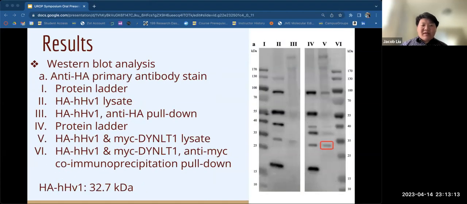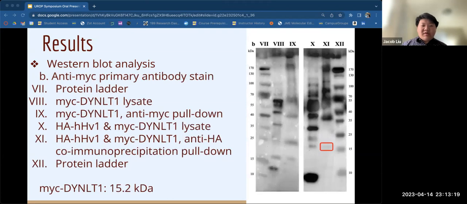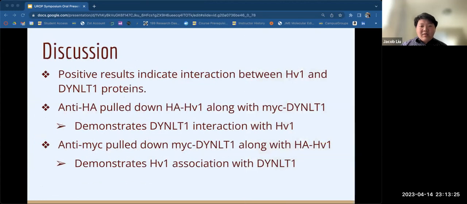Western blot analysis indicated that anti-MYC pull-down brought along HA-HV1, visualized with anti-HA stain. Western blot analyses also indicated that anti-HA pull-down brought along MYC-DynLC1, visualized with anti-MYC stain. The Western blot analysis indicated that HV1 and DynLC1 associate and interact with each other. Pull-down with either anti-HA or anti-MYC produced MYC-DynLC1 and HA-HV1, along with the originally targeted protein.